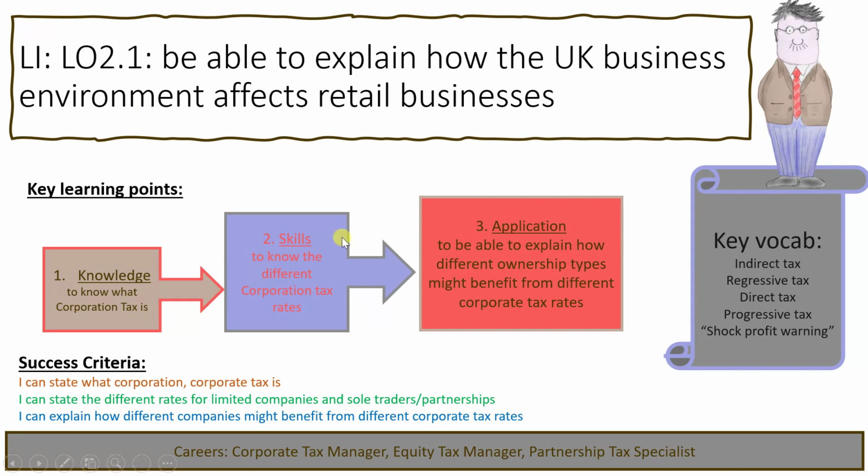So the vocabulary we're looking at will be the indirect and direct tax, which is whether it's linked to earnings, like direct taxes, or not linked. If it's direct tax linked to earnings, it's progressive tax. Otherwise, it's indirect and regressive tax. We're going to look at a shock profit warning, what that phrase means in terms of our ASOS case study, because believe it or not, investors don't like that.